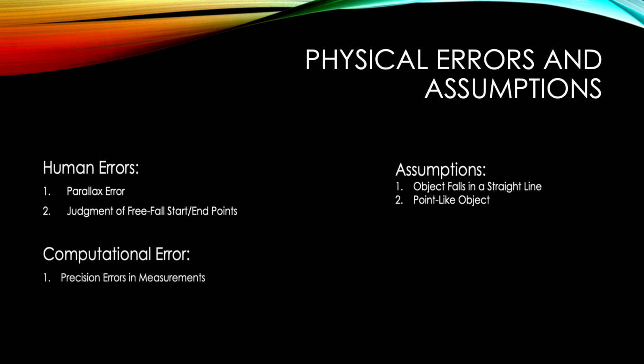Some of these factors that could have affected it were parallax error or judgment of free-fall start and end points, while for the computational model, it could be due to precision errors in measurements. Some assumptions that are taken are that the object falls in a straight line and that it's a point-like object.